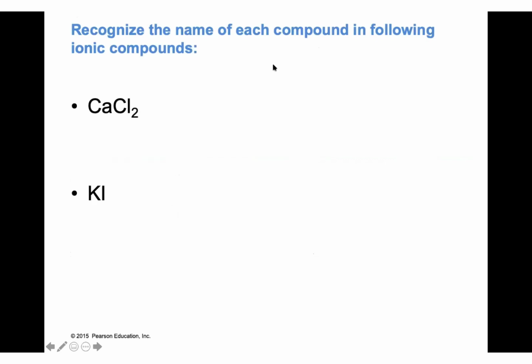Let's see how we can name these compounds. What's the name of this? We know this is an ionic compound because it has a metal in it. And I know this is one type of charge because it's group 2A. So it's going to be calcium chloride. What about the second one? That's potassium. I know potassium is from group 1A, so it has only one type of charge. So I'm going to call it potassium iodide.